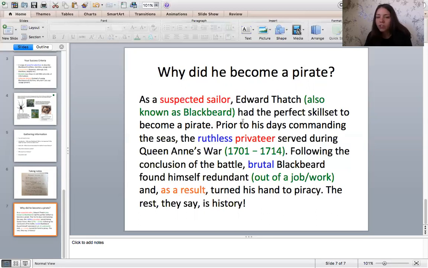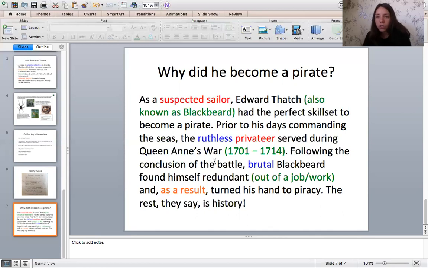So I've tried to use cohesive devices and vary my noun here. Rather than saying pirate all the time, I've used suspected sailor. I've added extra information in brackets. So Edward Thatch, also known as Blackbeard, is telling me extra information about his name. I've added the dates when the Queen Anne's War was, and I've clarified what the word redundant means in brackets in case the reader doesn't know. I've used some examples of powerful adjectives here, ruthless and brutal, and I've used one conjunction, as a result.